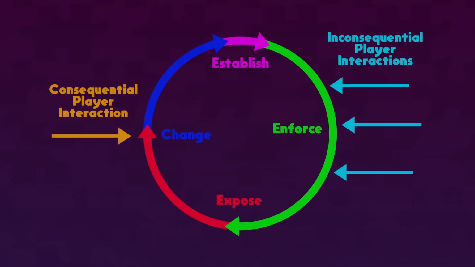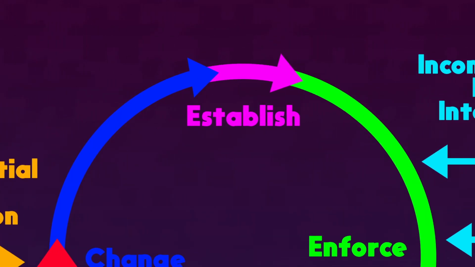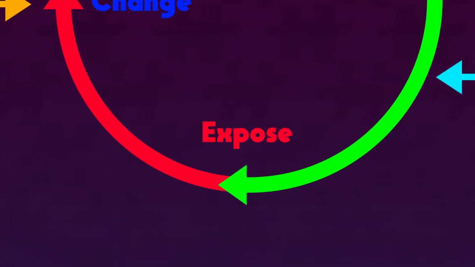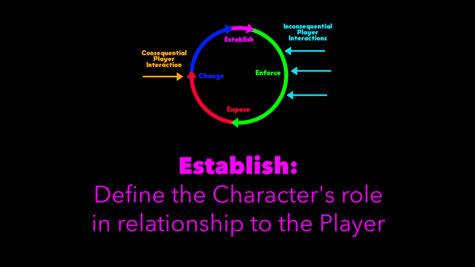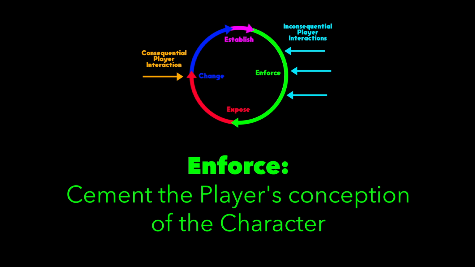And to wield these player interactions properly, a good writer needs to know how to take a non-playable character and establish, enforce, expose, and change the character. The cycle of establish, establish, enforce, expose, and change is something you'll continually be doing with characters throughout a narrative. When you establish a character, you're defining the character's role in relation to the player character and the world around them. When you enforce a character, you're cementing in the player's mind that the establishment of that character is true.